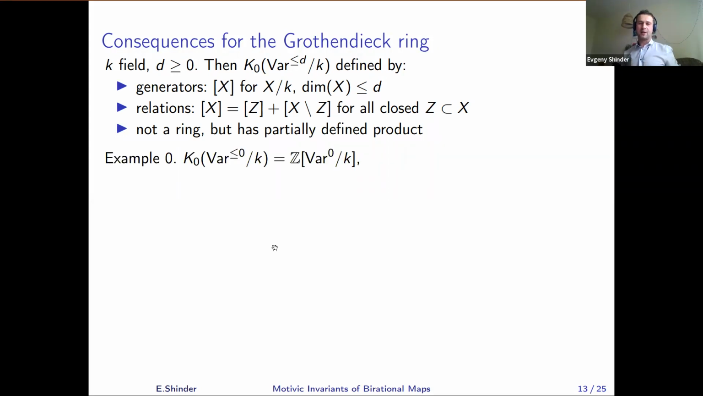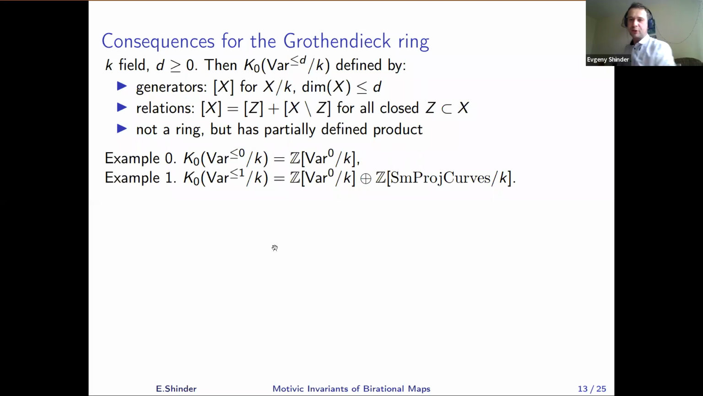So what are the small dimension cases? Varieties of dimension up to 0 are those Galois orbits I was talking about. And relations are just disjoint unions. And for varieties of dimension 1, as every curve has a unique smooth projective model, there's a splitting into points, the first summand, and isomorphism classes of smooth projective curves. There's no interesting birational geometry of curves, therefore that's a trivial direct sum.